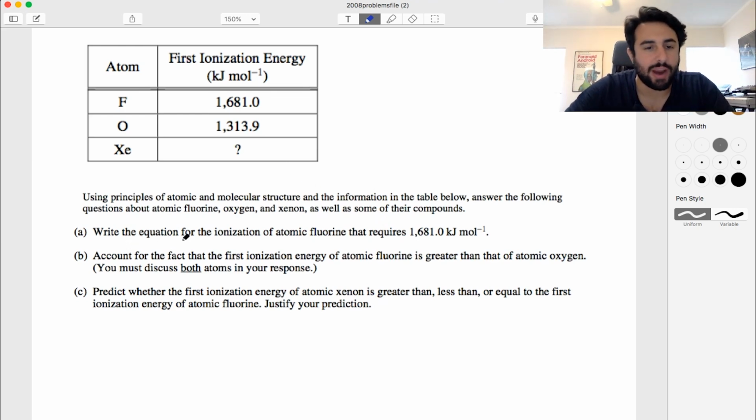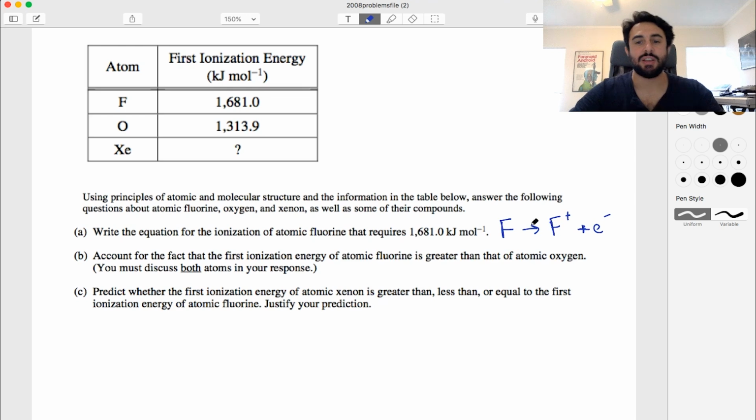So, write the equation for the ionization of atomic fluorine that requires this many kilojoules per mole. So, ionization energy, we're talking about the energy required to remove an electron from an atom. And when we're talking about the first ionization energy, we're talking about the neutral atom. So the first ionization energy for fluorine means we're taking neutral fluorine, and this is the amount of energy required to remove one electron from neutral fluorine. So this is very easy, right? We've got neutral fluorine, and we're going to get F plus an electron, right?